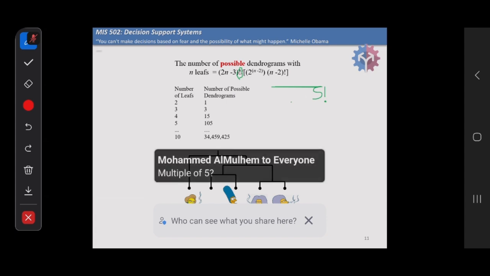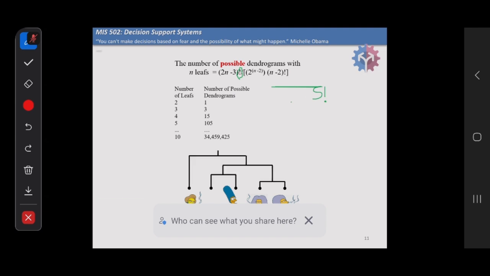Multiple of five. No, not really, Muhammad. So maybe you're pointing towards that, but not accurately. Anyone else? Okay, let me explain what this is called.